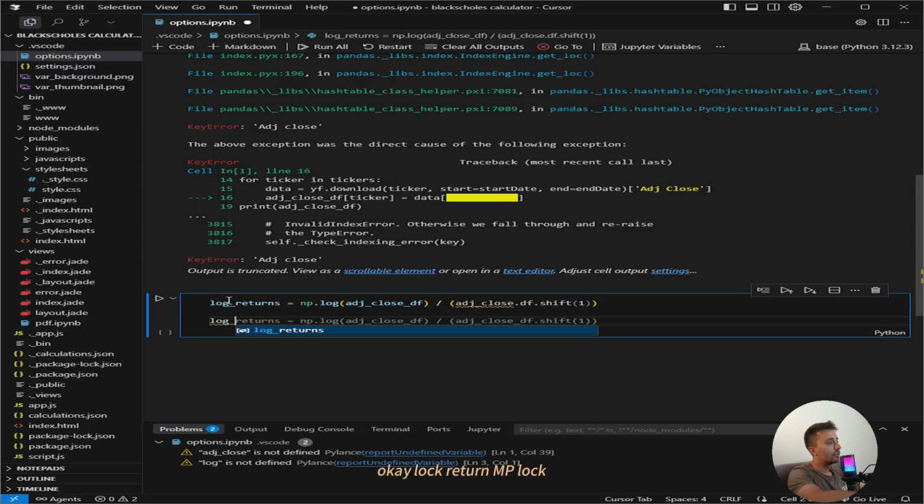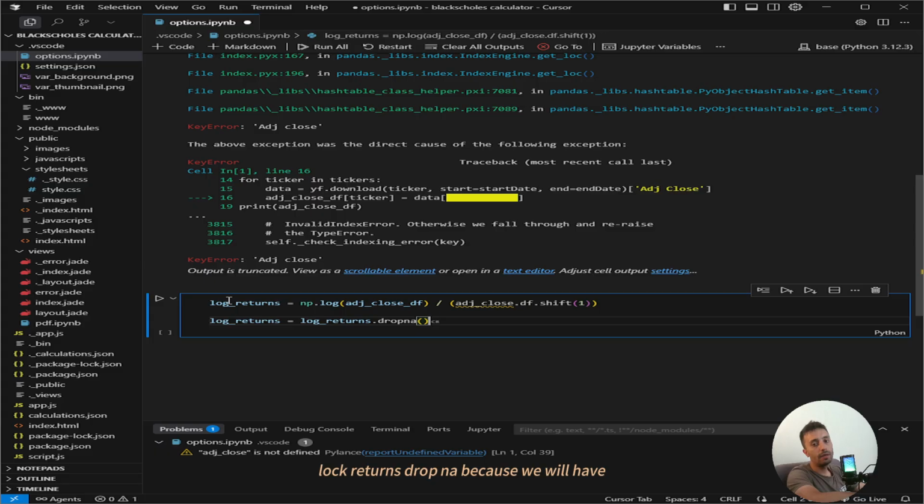Okay, log return, np.log. No, no. Log returns equal log returns dropna, because we will have NA values and we need to drop them. We need to focus our data without NA.